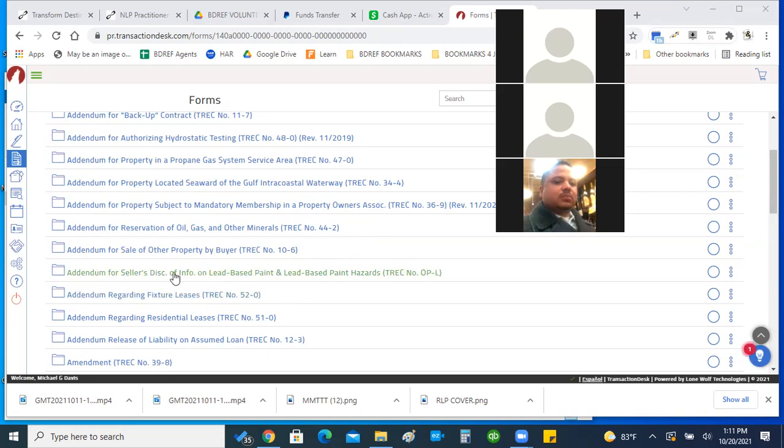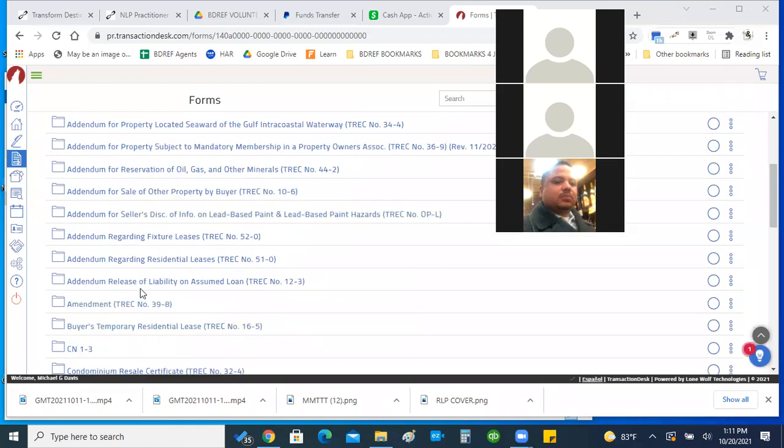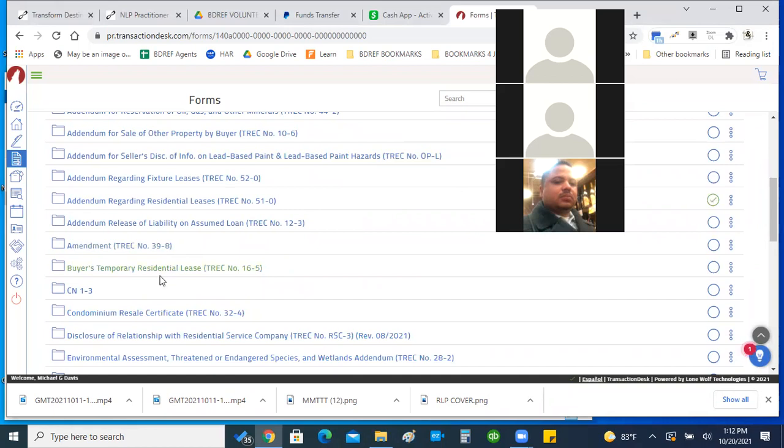Let's see. Now this was that seller's disclosure. So when do we use this addendum? Sales disclosure of information on lead-based paint and lead-based paint hazards. When will we use that one? If the property was built on or before 1978. There we go. Yeah. All right. We talked about that regarding residential leases. So I'm going to show y'all that one too. Assume loan. We'll look at the amendment.